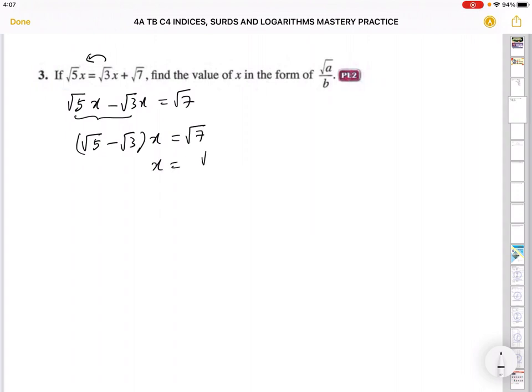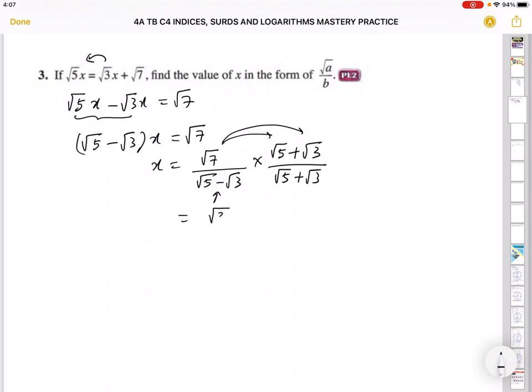So when you divide this, surd 7 divide surd 5 minus surd 3. Yeah, we should simplify this by rationalizing the denominator. So here we multiply top and bottom with its conjugate. Yeah? If you have surd 5 minus surd 3, the conjugate will be surd 5 plus surd 3. So surd 7, you can multiply with surd 5, you get surd 35. And surd 7, you multiply surd 3, you get surd 21. Whereas the denominator, you have surd 5, if I square it, you get 5.